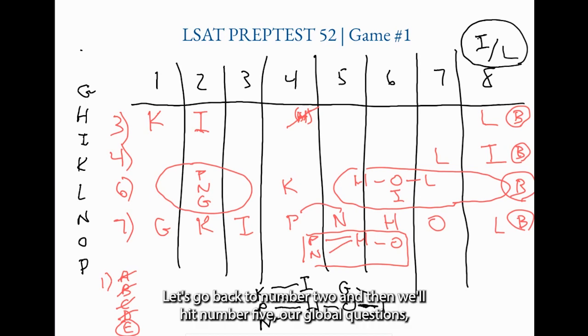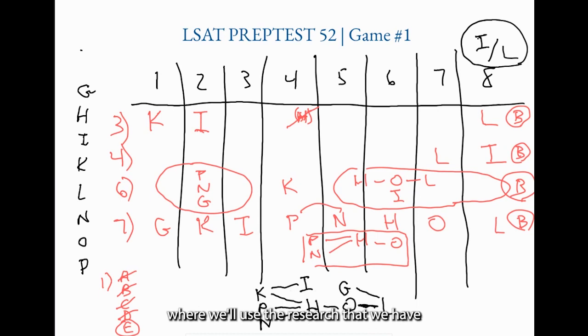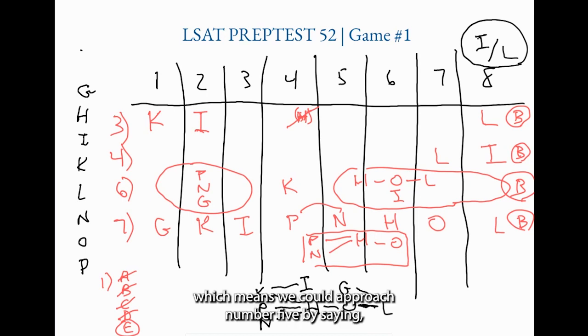All right, now let's go back to number 2, and then we'll hit number 5, our global questions, where we'll use the research that we have to answer questions about more globally what can be true. Number 2 is a good place to start because it focuses on that 5th position. Who could not be 5th is what the question is asking, right? Another way to say could except, which means we could approach number 2 by saying, well, who could be 5th?